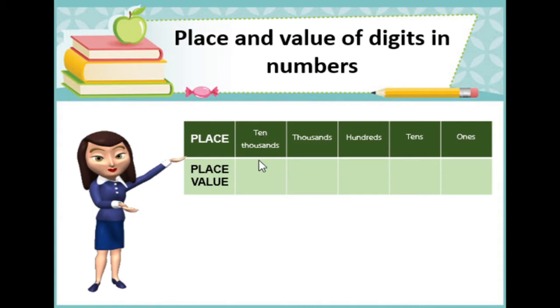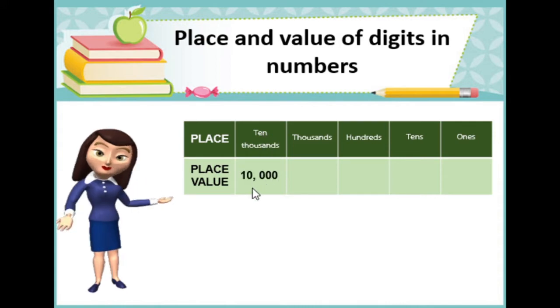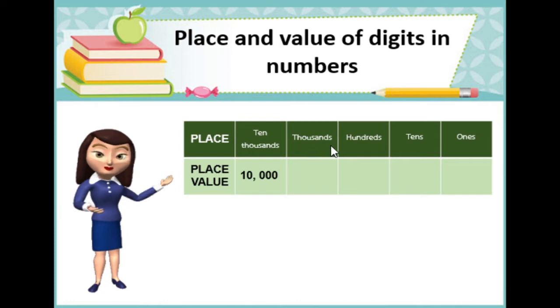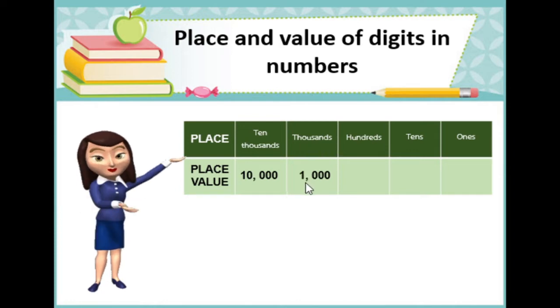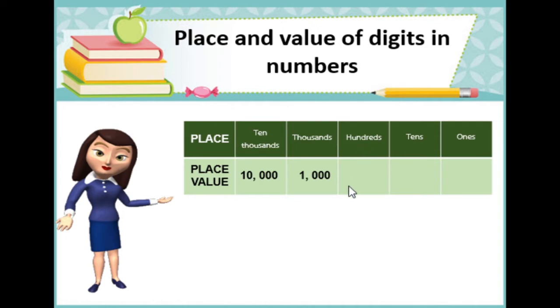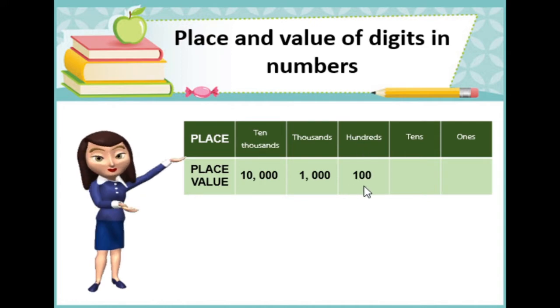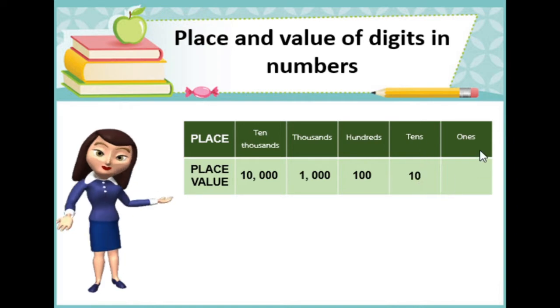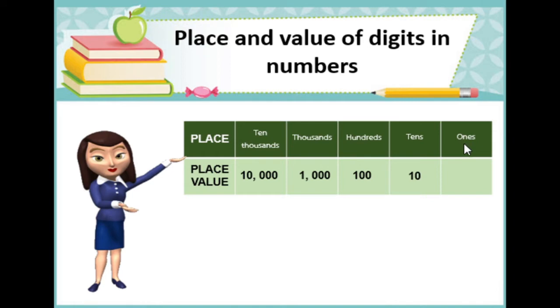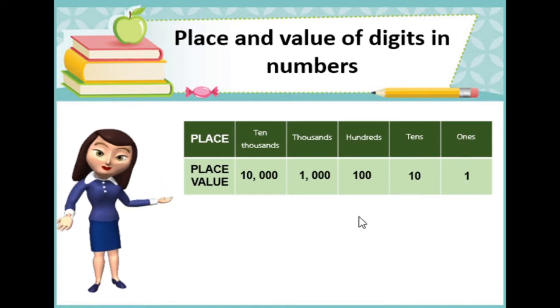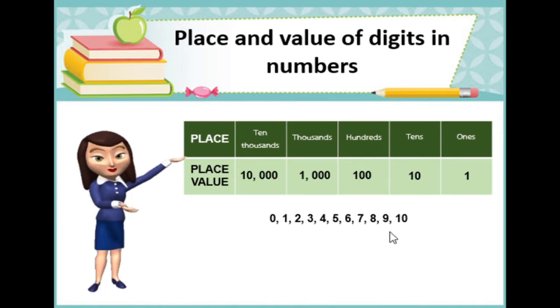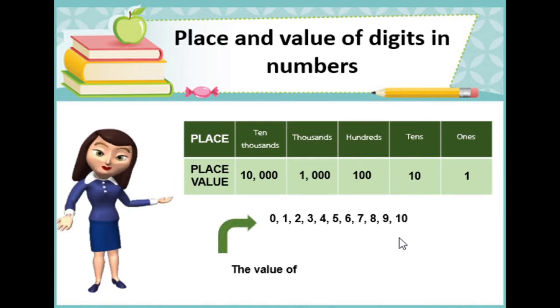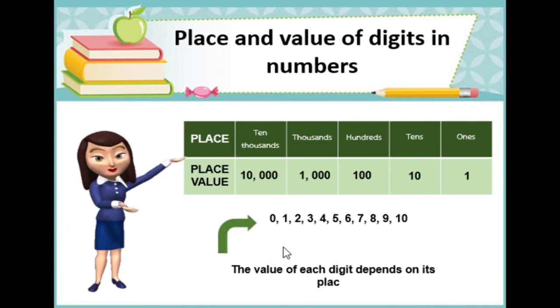For 10 thousands, you have 10,000. Thousands, you have 1,000. Hundreds, you also have 100. Tens, 10. And lastly, ones, 1. 0, 1, 2, 3, 4, 5, 6, 7, 8, 9, 10. All their values depend on what place they are in.